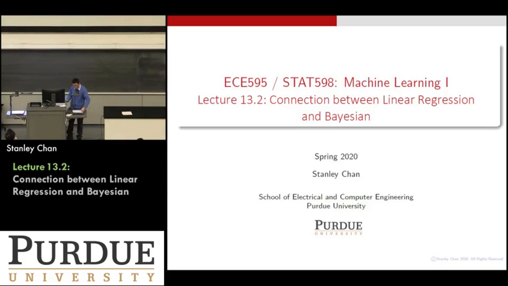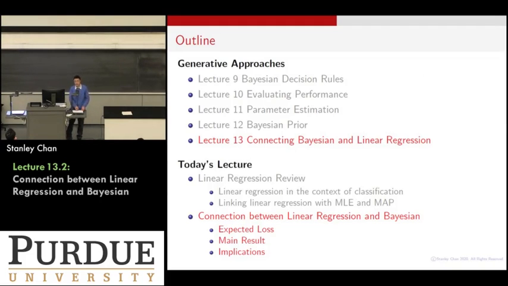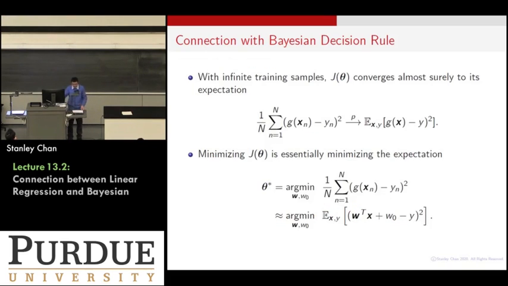Now what I want to do next is to talk about the connection between the Bayesian classifier and also the linear regression classifier. To do this connection, I want to look at the loss function. Previously we were doing the estimation, now we're doing the classification. So I want to look at the loss function, and I want to send the number of training samples to infinity. That means you have infinitely many training samples.